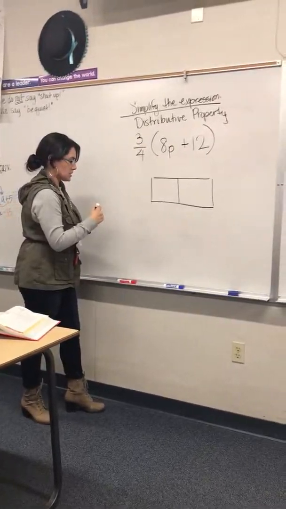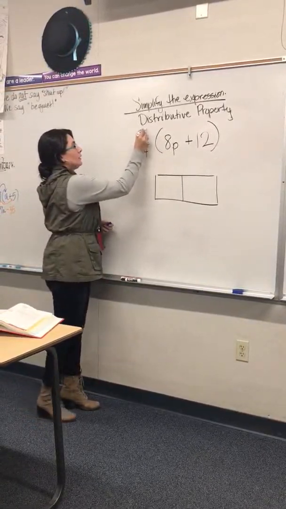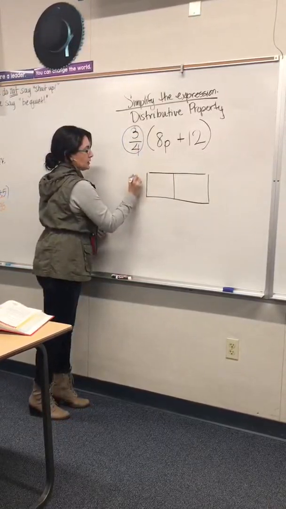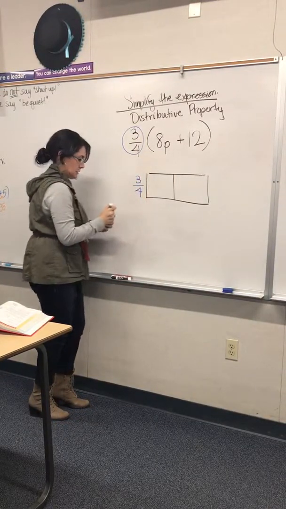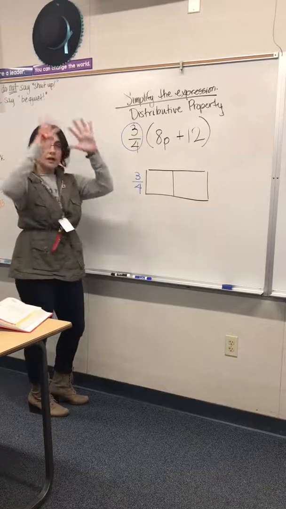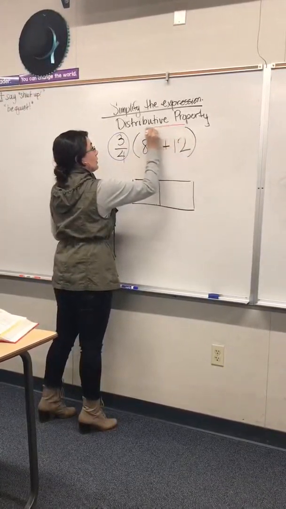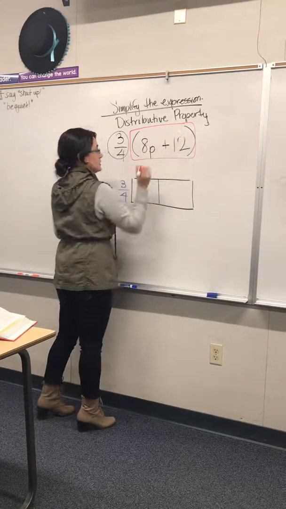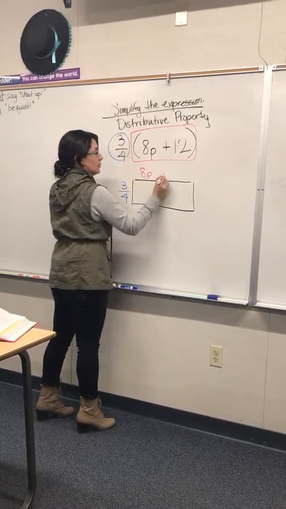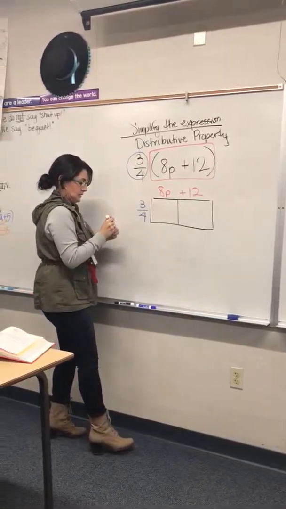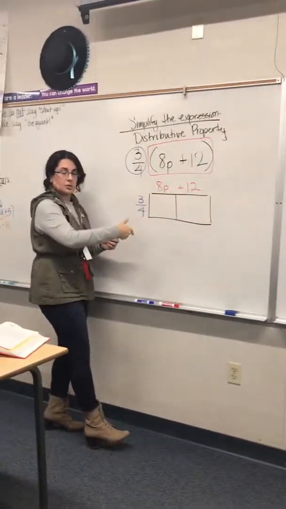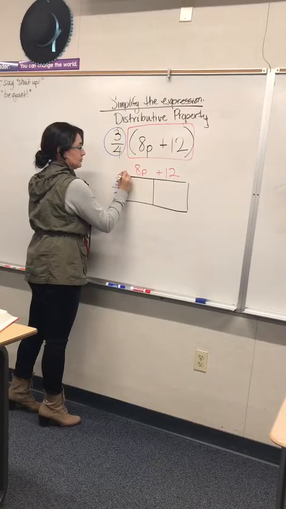So 3/4 goes in the front, and then the quantity that's encased in the parentheses goes up on top. So I'm going to write 8p positive 12. And the way we fill in the area model is like a multiplication chart.